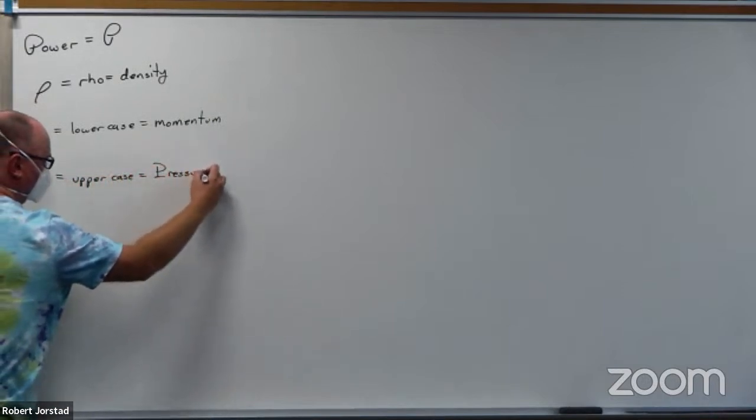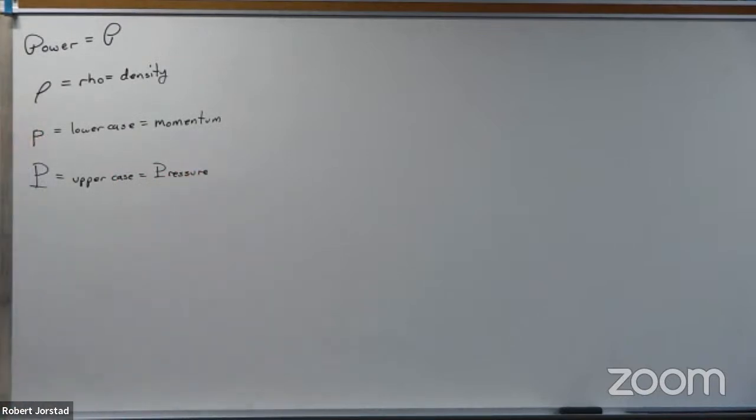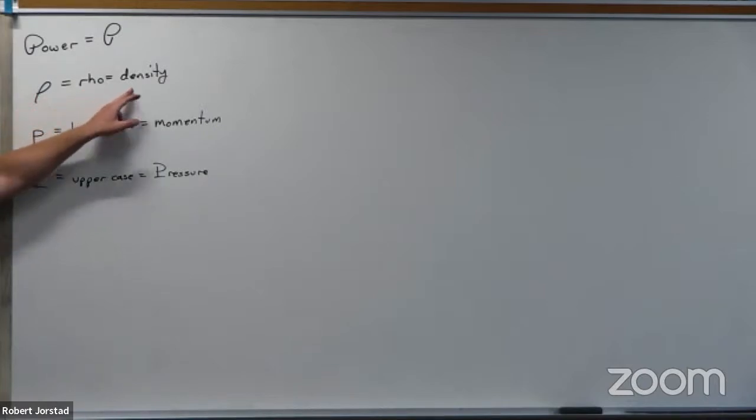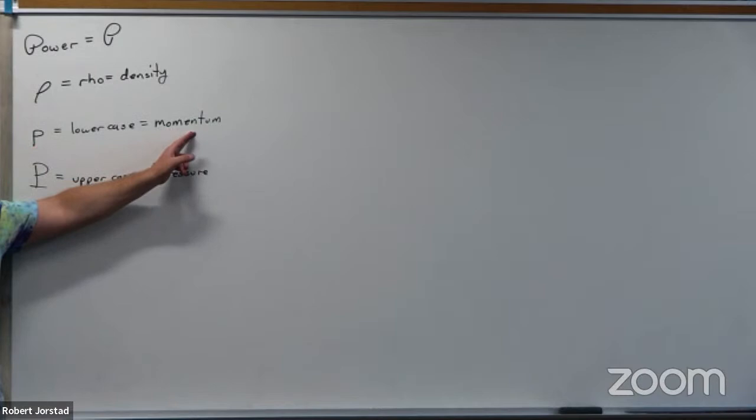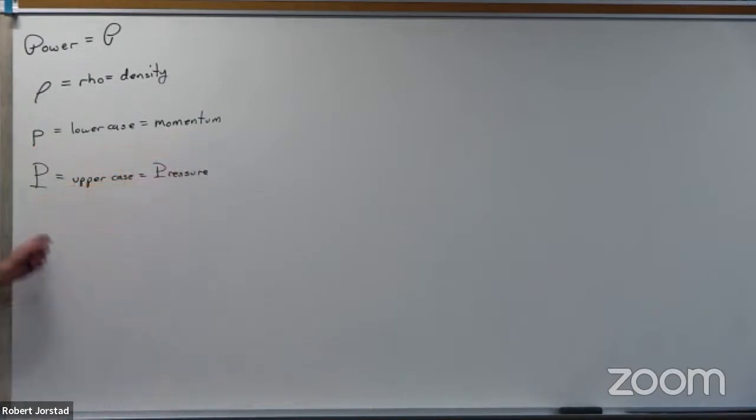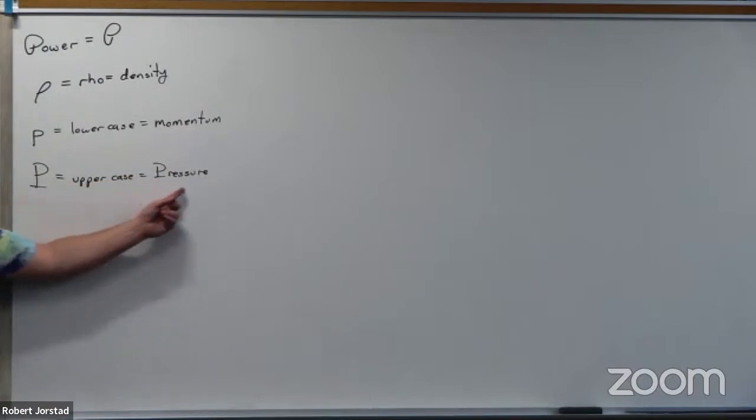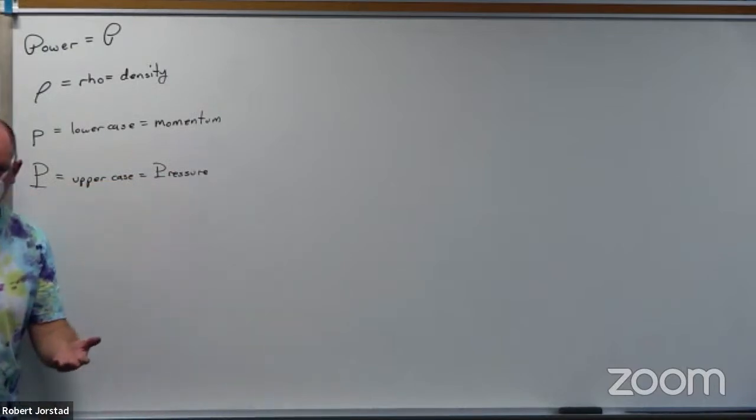It's important that when we're writing symbols, we pay attention to the way we write them. Here is one example why. Capital P that's bubbly, I'm going to call power. This symbol, which looks like a P, is not a P at all. It's a rho because it's a Greek letter, and that means density. Lowercase p for us is going to be momentum, something we learn about in chapter 9. Uppercase P is going to be pressure.